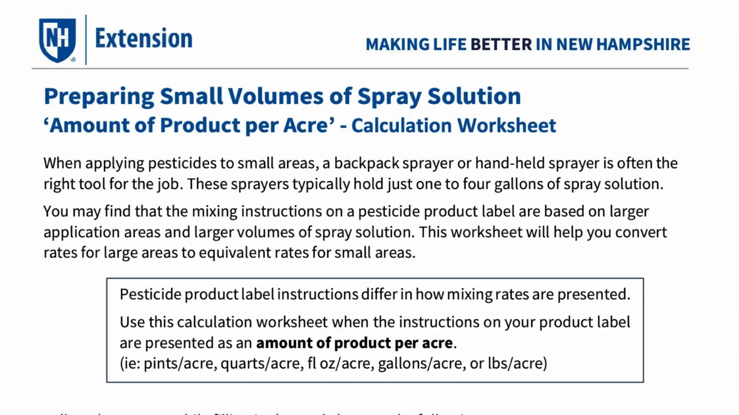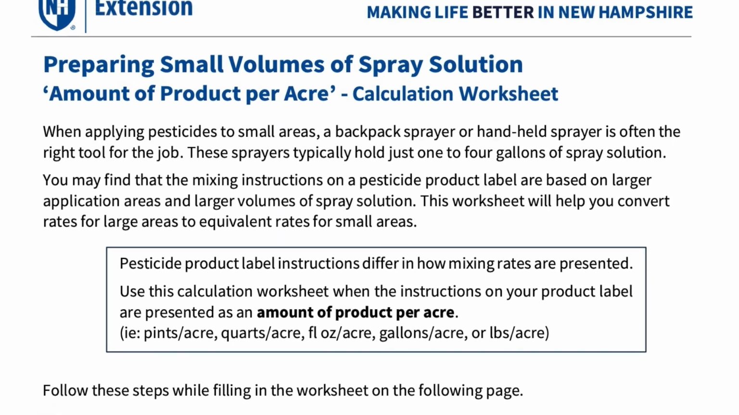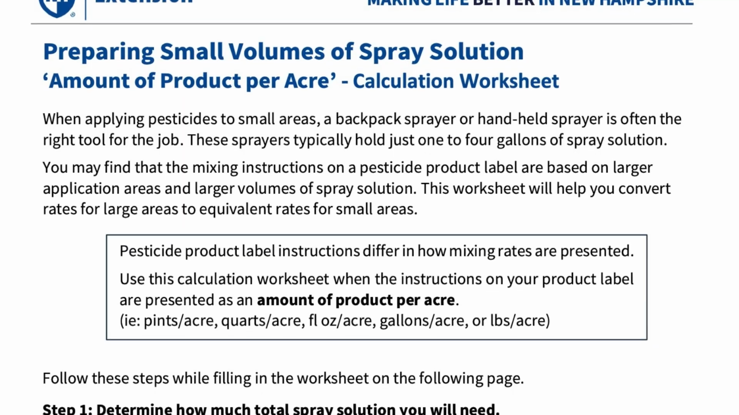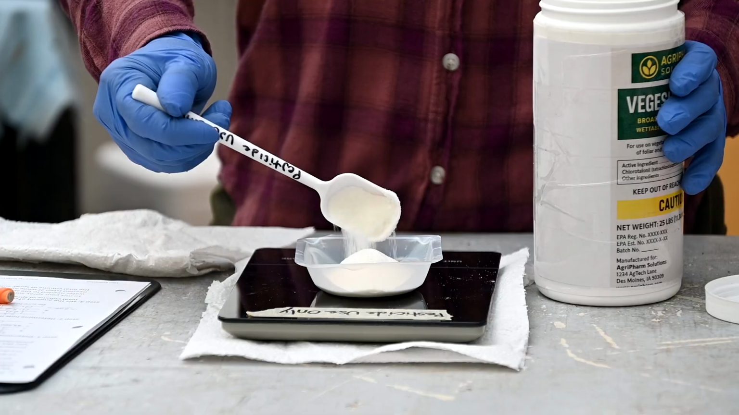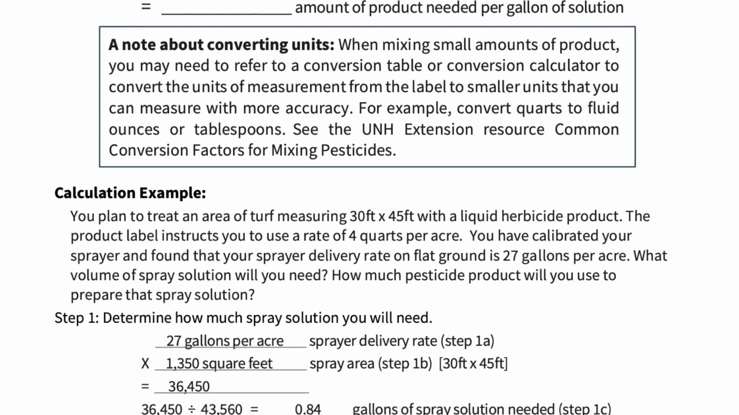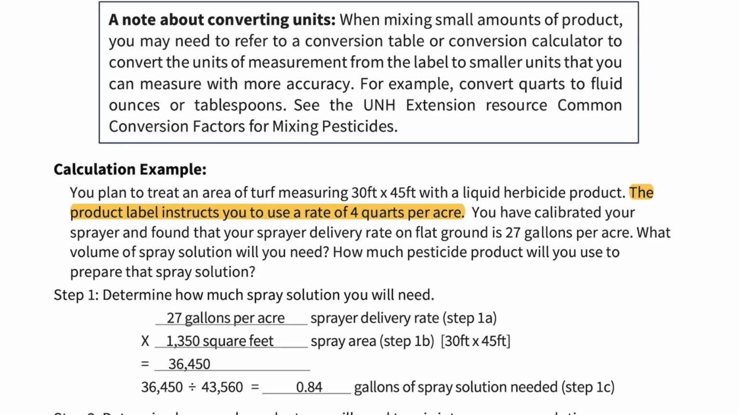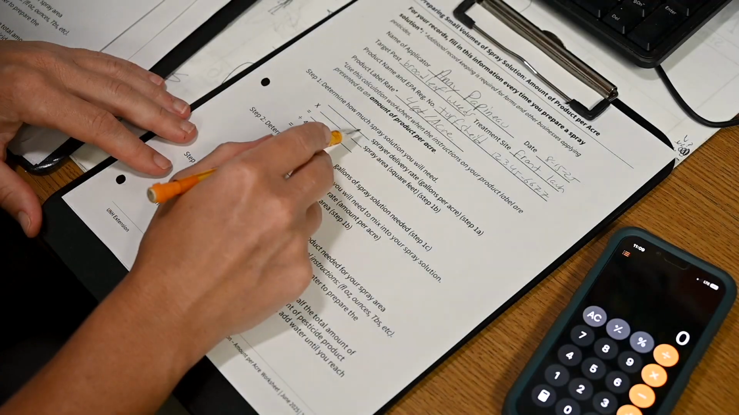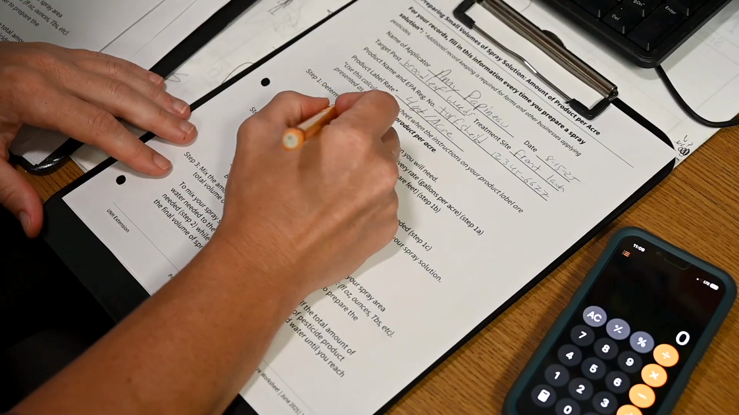In this video, we will be using the worksheet designed for label rates that are presented as an amount of product per acre of sprayed area. This worksheet is appropriate for both liquid and dry products. We'll move through the worksheet together, using an example product rate of 4 quarts per acre. Step 1 is determining the amount of total spray solution that will be required.